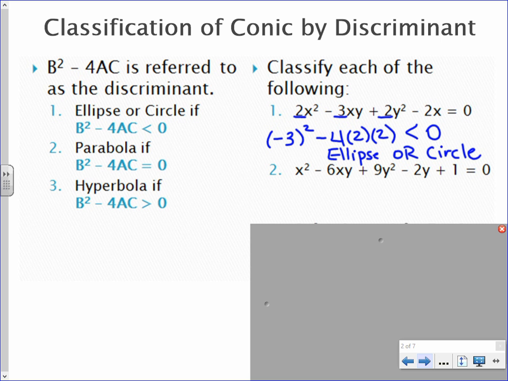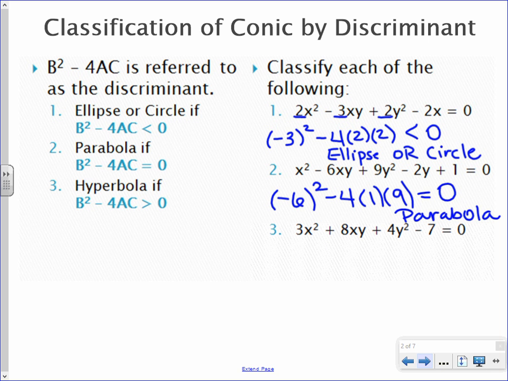So to find the discriminant, we'll take b squared minus 4ac. We're not going to have a calculator on the test, so don't practice with one. Okay. We have 36 minus 36. When it equals 0, that means our conic is a parabola. This third example, I will have you find the discriminant for without me.